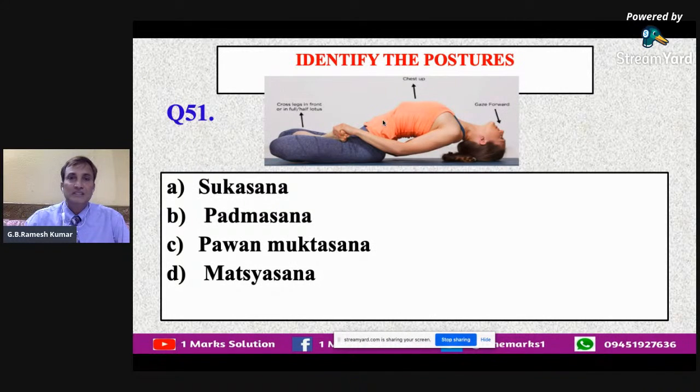Sukham means comfortable. So definitely it's not Sukhasana, and definitely it's not Padmasana also, because you can't do meditation in this particular posture. And Pavanmuktasana also, no, it's the wind-relieving pose. It's not the wind-relieving pose. The last option is the answer, Matsyasana, a fish pose.